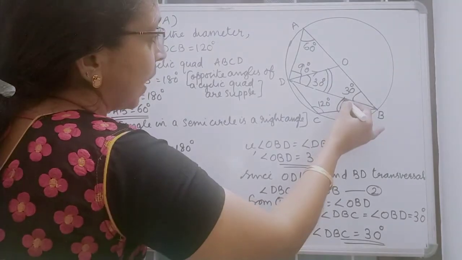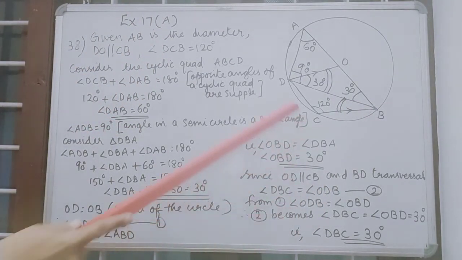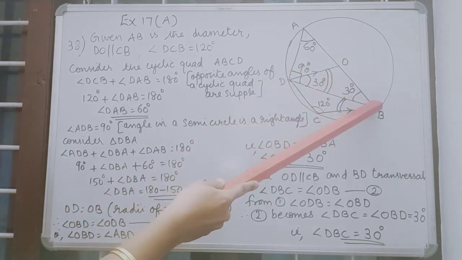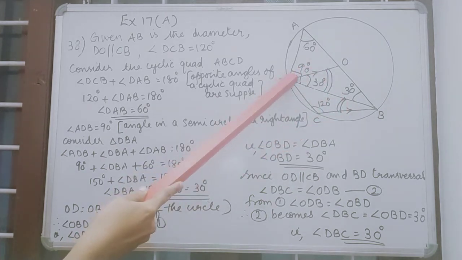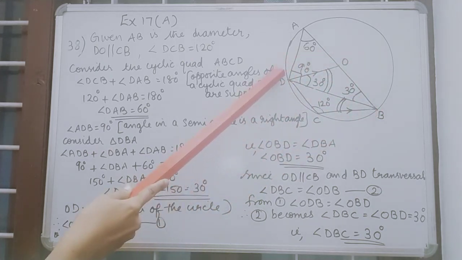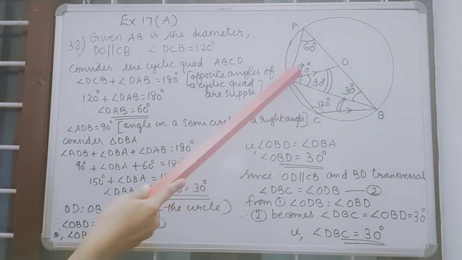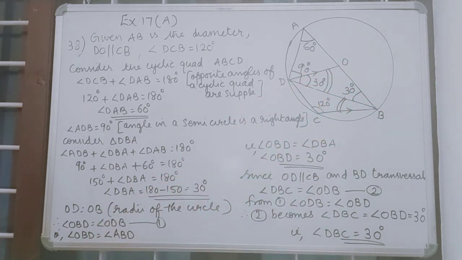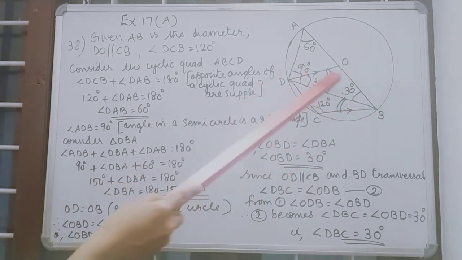I am drawing two lines, the alternate angles. So given once again OD and CB are parallel lines and BD is the transversal. So ODB and CBD are the alternate angles. So alternate angles will be equal. So we have ODB as 30 degree.